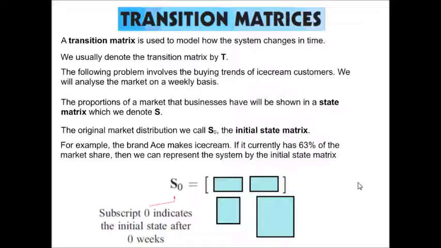And in this case, we know that brand Ace makes ice cream, and 63% market share is what they control. And therefore other brands must be 37%. So our initial state matrix, S0, we would have 63% for the brand Ace, and then 37% for the other brands.